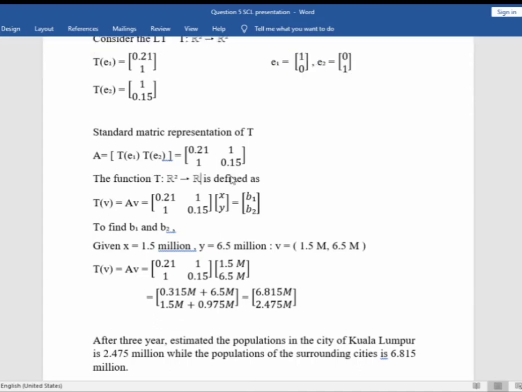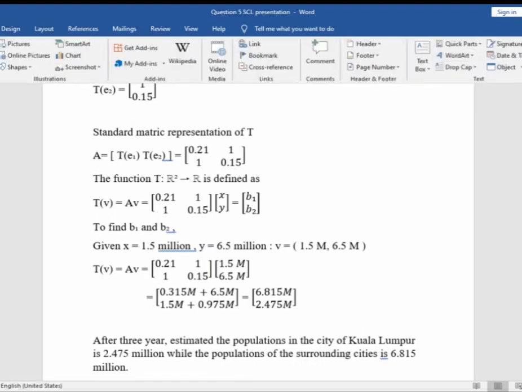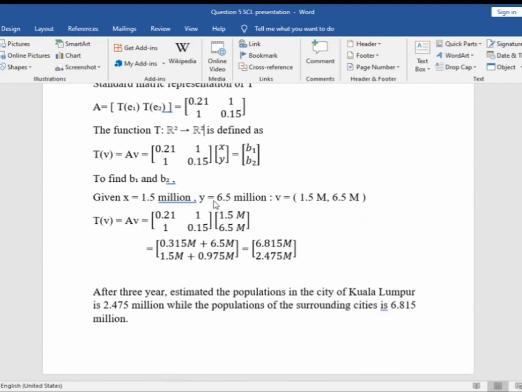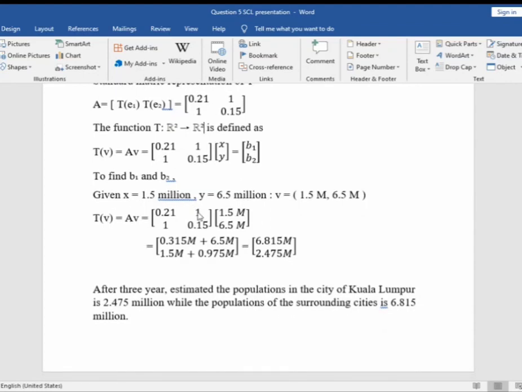Sorry, it's my fault. Okay, so here we can see the linear transformation takes vectors in R2 and outputs vectors in R2, defined as this. We use the same X and Y, and here we can see a 2 by 2 matrix and a 2 by 1 matrix. The center is 2 by 2, so the final answer we can get is a 2 by 1 matrix.